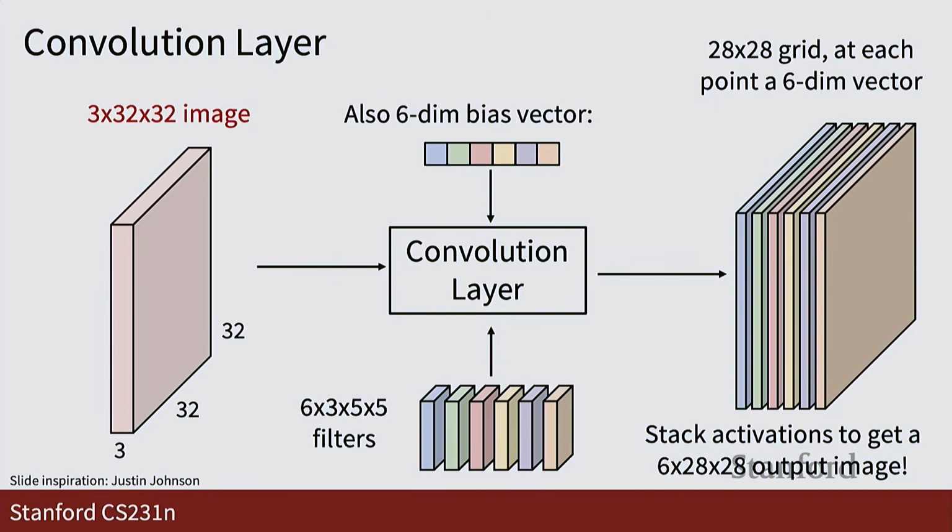Like step one, slide the first filter everywhere. Step two, slide the second filter everywhere. Every filter gives rise to a plane that we call an activation map. And then we stack all of those up. And that's the operation of the convolution layer.